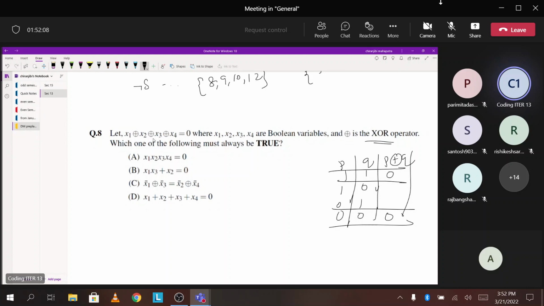Then 1 must be true. If at least one of them is true, then it is true. Otherwise if all are 0, then it will be 0. Sorry, I'm sorry, wrong I'm saying. That means one must be true, others must be 0.